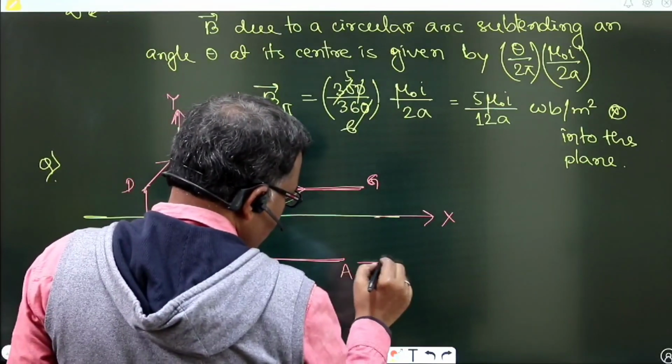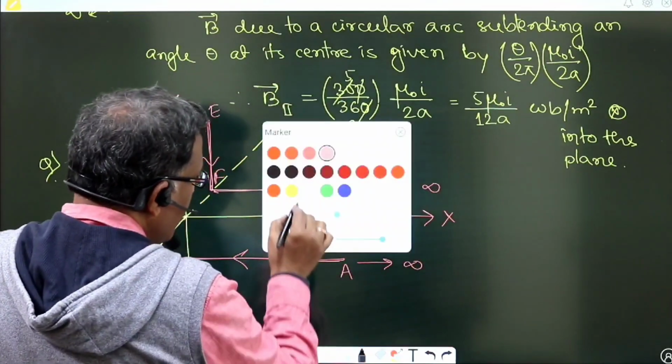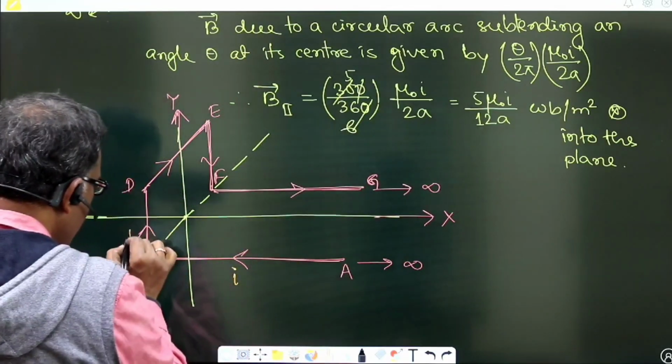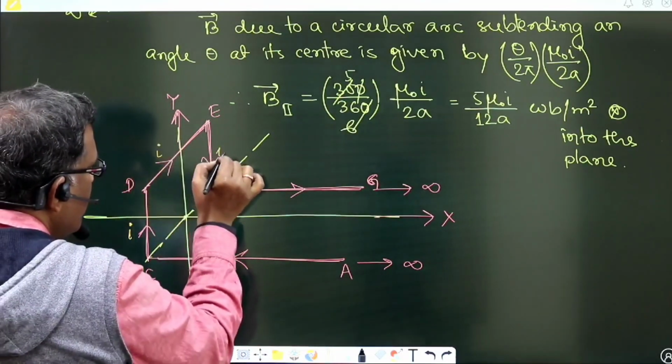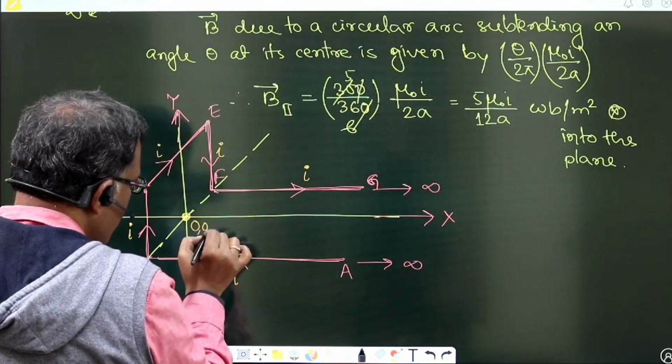Let this part be infinity, this part is also taken to infinity. It is entirely carrying continuous current I. So what will be the magnetic field at this point, (0, 0, 0)?